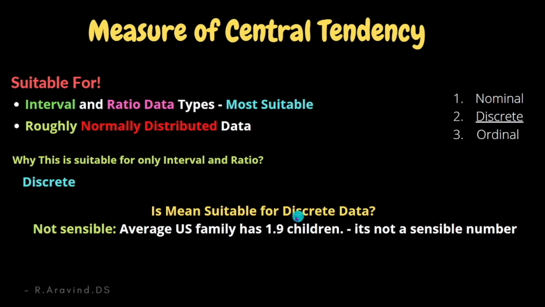So if you have discrete data and you are going to make an average for that, a mean, how do you interpret the discrete data 1.9? Actually, the mean can give an answer, but it is not really sensible. I hope you understand the thing. No one has 1.9 children. I think you can understand. Okay, so this is the discrete type of data.